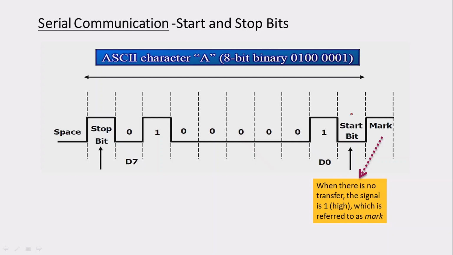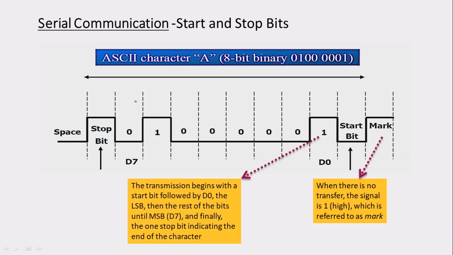So this is going to be a start bit, and from here onwards we are going to send the 8 bits of data. The transmission begins with the start bit, then D0, the LSB, then the rest of the bits until the MSB is reached, and finally one stop bit. This stop bit can be a single stop bit, or it can be two stop bits. Once the stop bit has been received after 8 bits of data, it will consider that the data has been received properly.